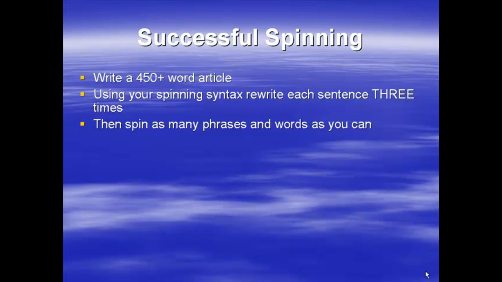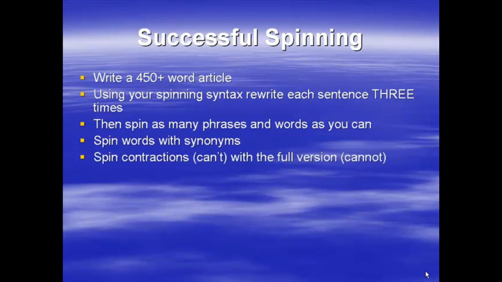Then within each sentence that you've rewritten, basically every single one of the sentences, you spin as many phrases and words as you can. So if there's a phrase that you can spin, you spin it. If there's a single word you can spin, you spin that as well. You spin the single words typically with synonyms and the phrases with other phrases that mean the same. You will spin contractions with the full version, so can't becomes cannot, your becomes you are, there becomes they are, and so on. What this does is vary the word length of the article and helps make it that little bit more unique.